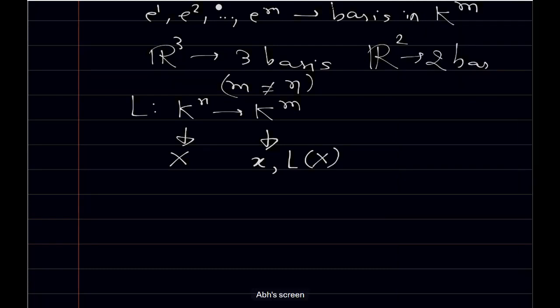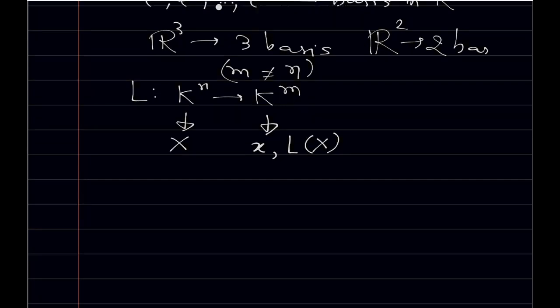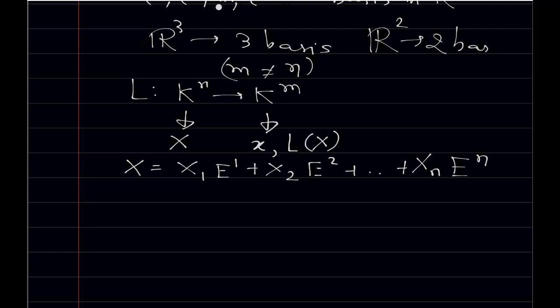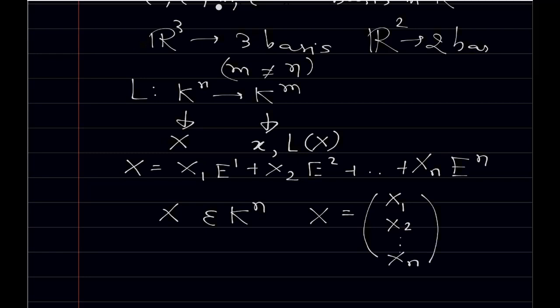Now if you have a capital X that belongs to Kn, then this X can be written as capital X1 E1, capital X2 E2 plus dot dot dot plus capital Xn En. What does it mean? It means that X is a vector that belongs to Kn, and X can be written as a column vector with coordinates X1, X2, dot dot dot, Xn. That's the main idea.